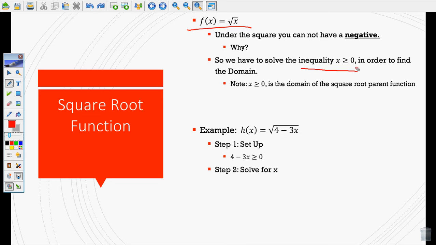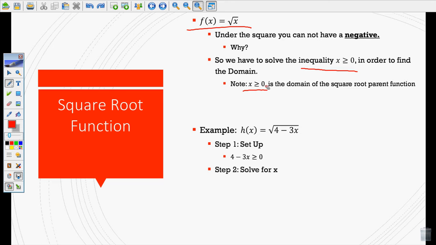All positives. And they're all good to go under there, right? So that's okay to have. But if I go less than 0, then that's all of my negatives, and we can't have them. So the domain here of this parent function is x is greater than or equal to 0. This is my inequality domain.